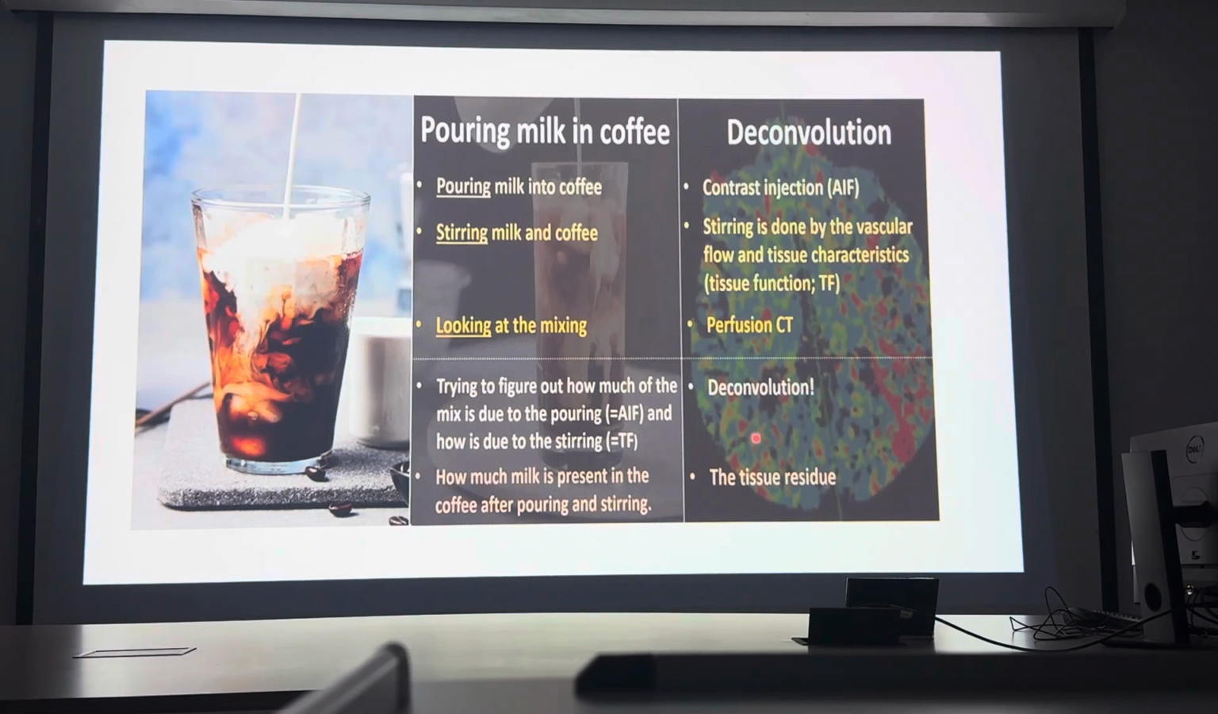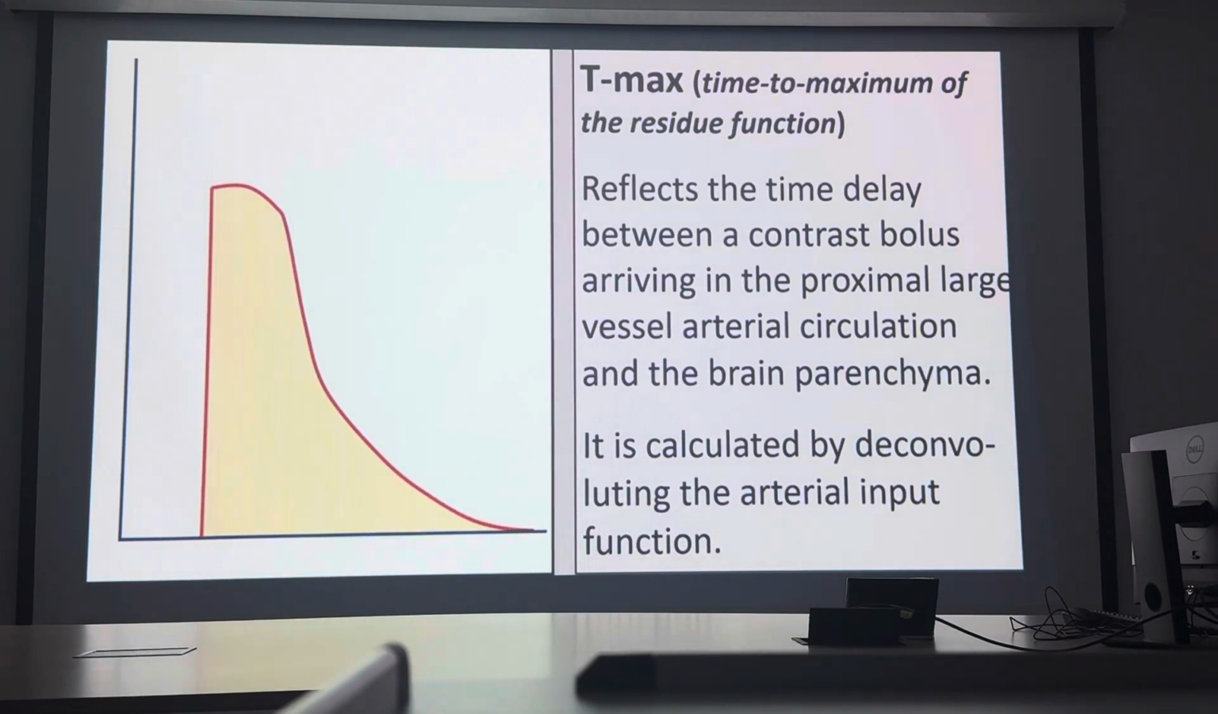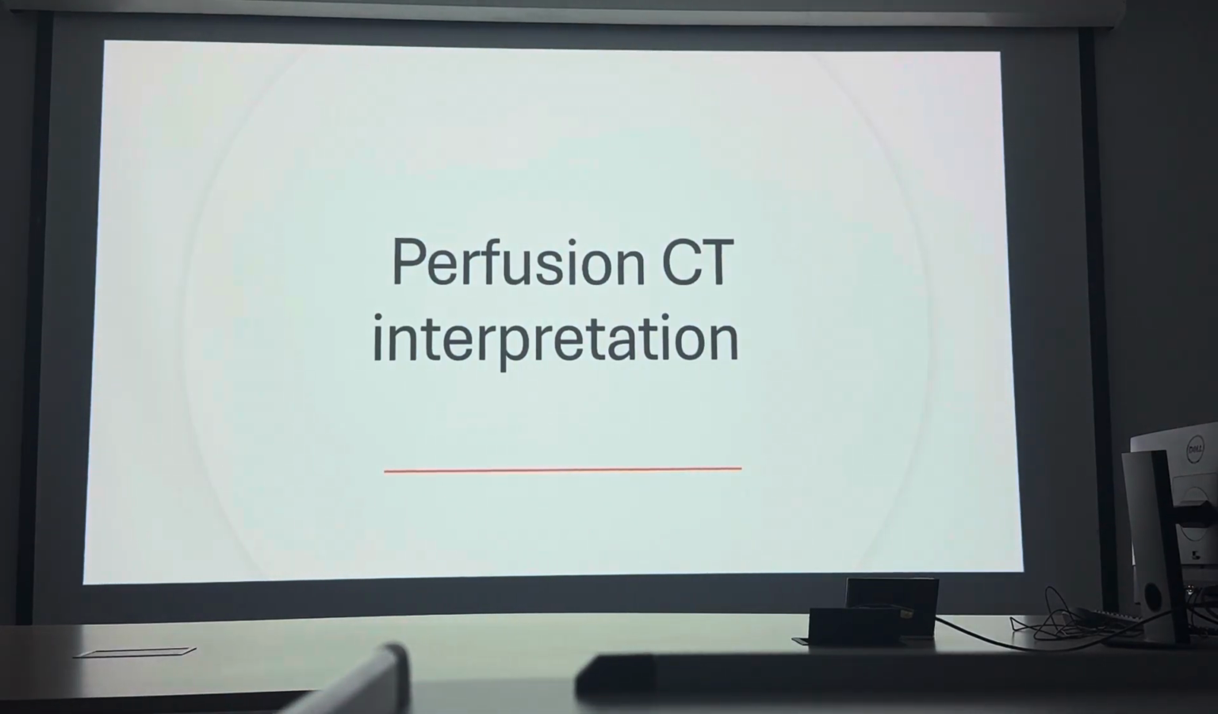From the deconvolution process, we come to a new time parameter called Tmax, time to maximum of tissue function, which is the delay time between contrast in a major artery and the parenchymal region of interest, from the arterial circulation to the parenchymal enhancement and mixing and hemodynamics that occur at cell level. This time is called time of max, and it also reflects the maximum hypoperfusion area and should be the first thing to interpret when we are dealing with perfusion CT interpretation.